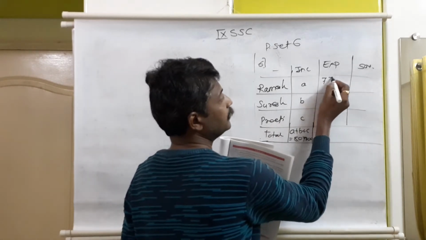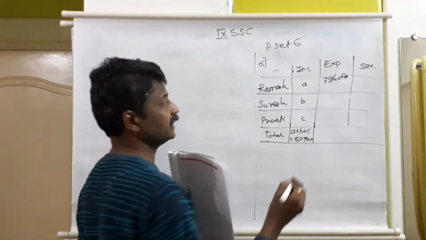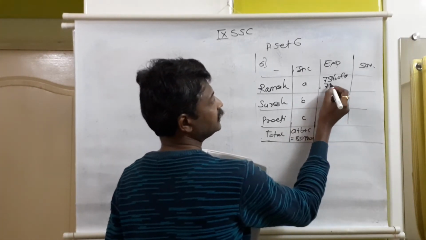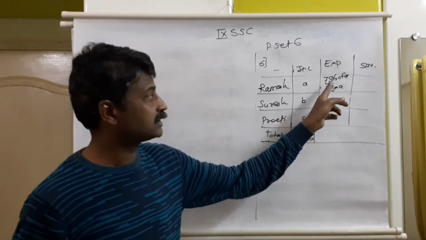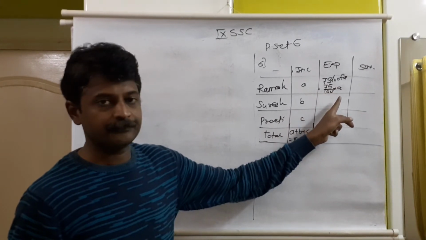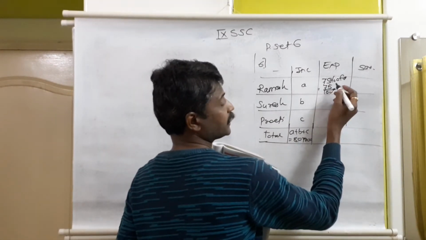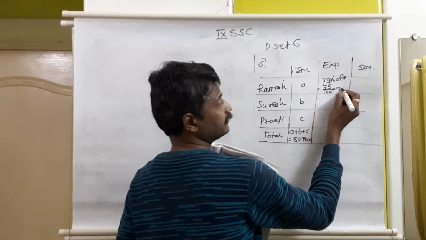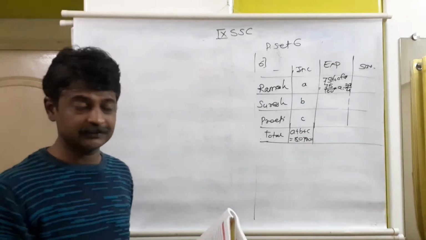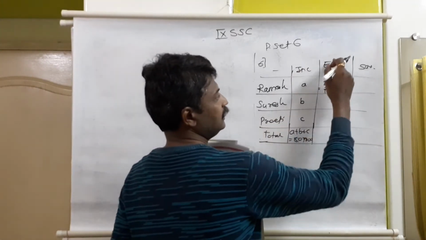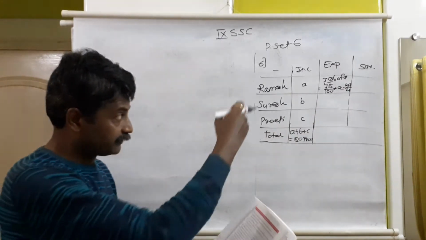So 75% of A will be the expense. 75% of A, how can we write it? 75% of A is 75 upon 100 into A. If we simplify it, 25 3s are 75, 25 4s are 100. So it will come 3 by 4, 3A upon 4. For the first person, Ramesh, income is A, expense is 3A upon 4, saving we will study after this column gets complete.